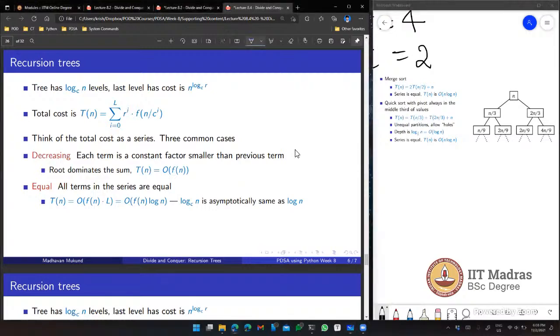I don't know the answer exactly now, I'll just try it out. Even like merge sort, here it is not. It is an unequal partition.